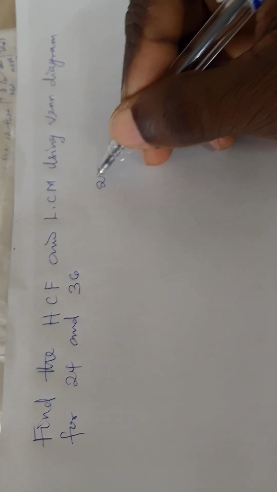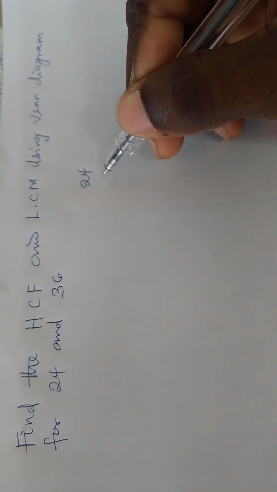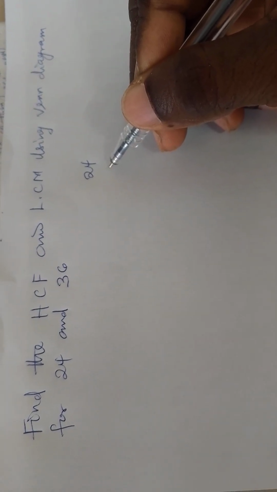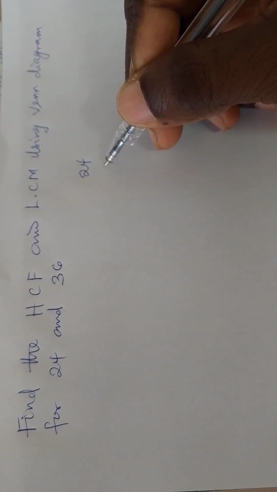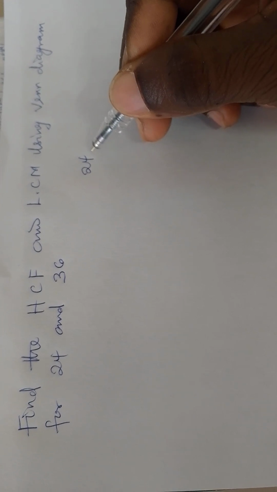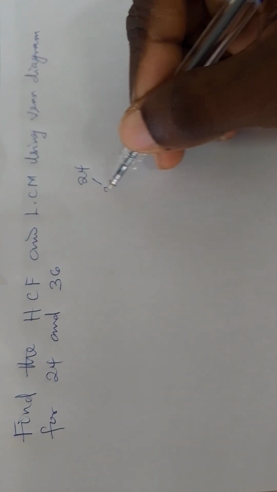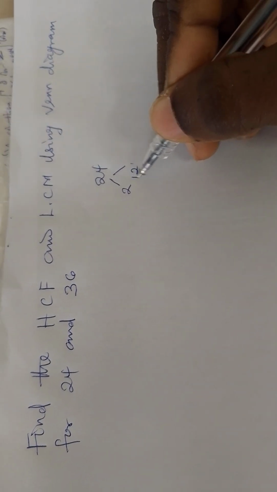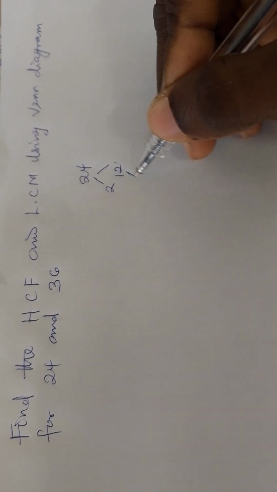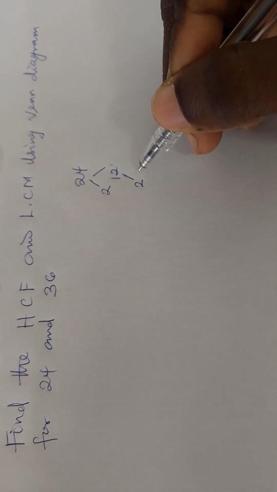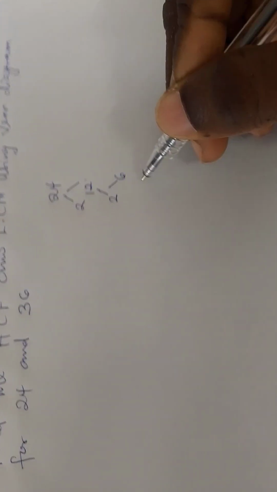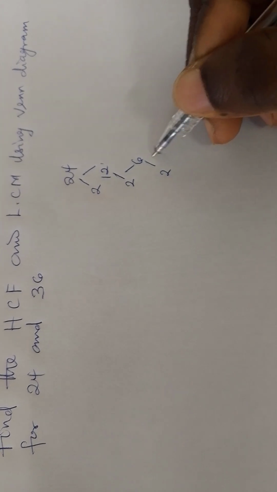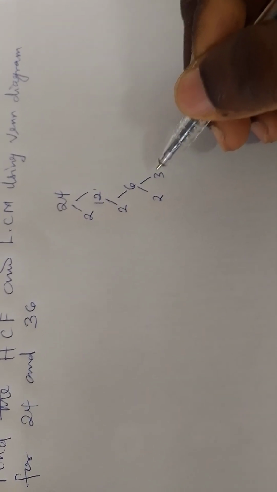So if you have 24, the smallest factors that can divide most numbers in mathematics, we start from 2. If you divide 24 by 2, we are going to have 12. If you divide 12 by 2, we are also going to have 6. If you divide 6 by 2, we are going to have 3. So we stop here.